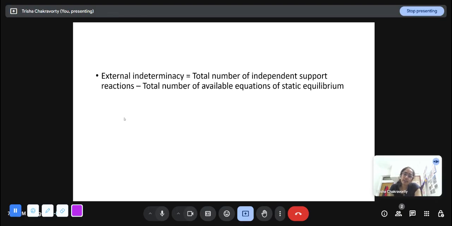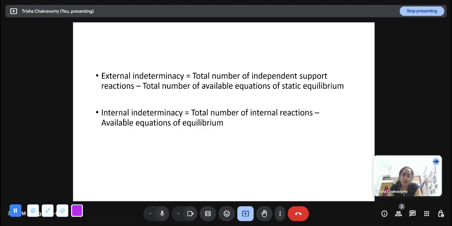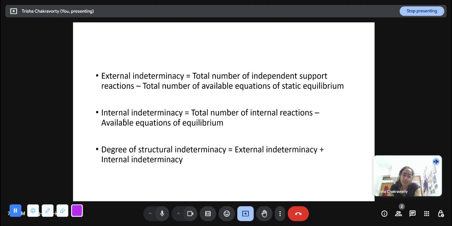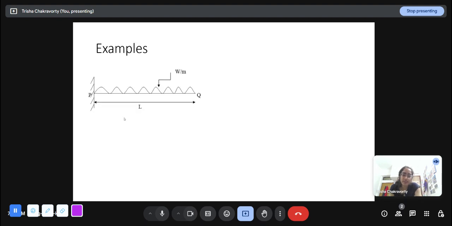External indeterminacy is the total number of independent support reactions minus the total number of available equations of static equilibrium. Internal indeterminacy is the total number of internal reactions minus the available equations of equilibrium. And the total degree of structural indeterminacy is the summation of these two. There are some examples.